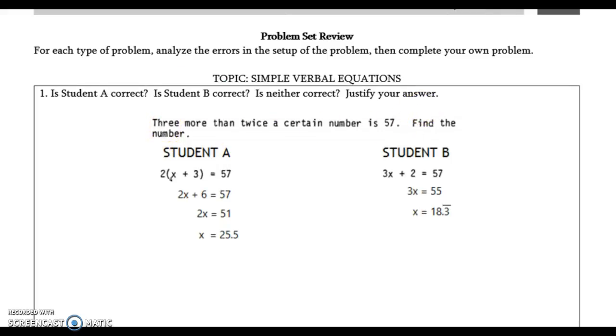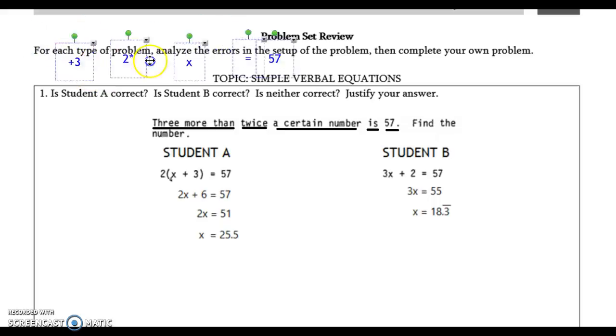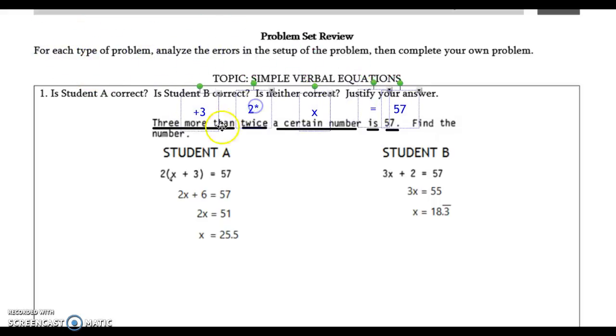It told us 3 more than twice a certain number is 57. So we're going to annotate that: 3 more than twice a certain number, is, and also 57. Remember, all of these things mean something in math. We can take this sentence and turn it into an equation. Here's what all these pieces mean. The 3 more than means add 3 to the end. Twice means multiply by 2. A certain number indicates a variable, in this case x. Is means an equal sign, and 57.